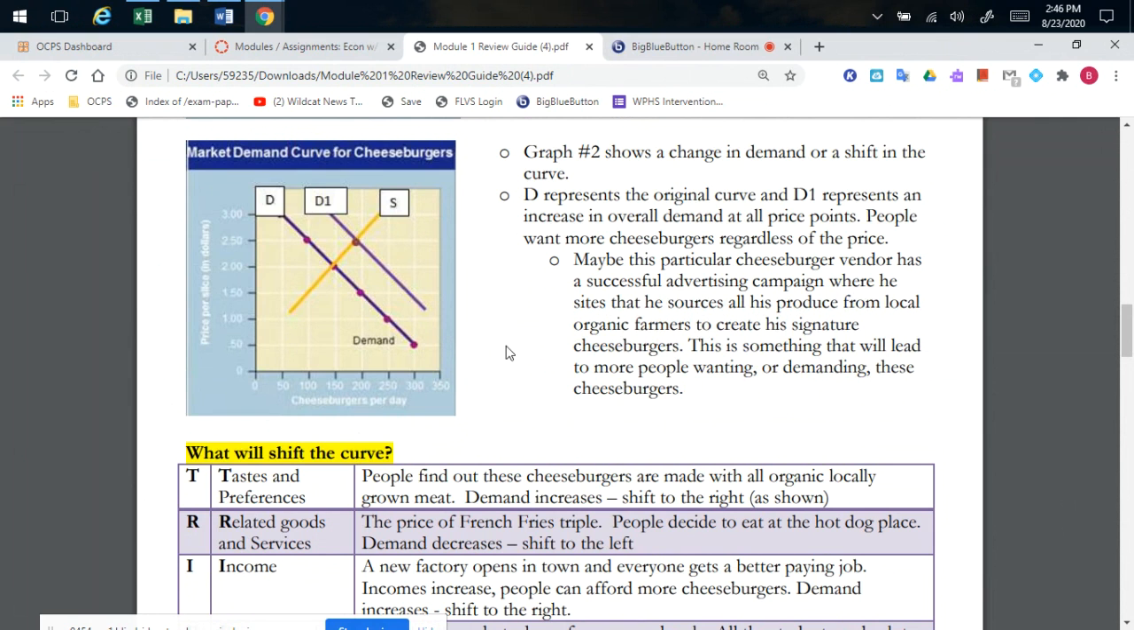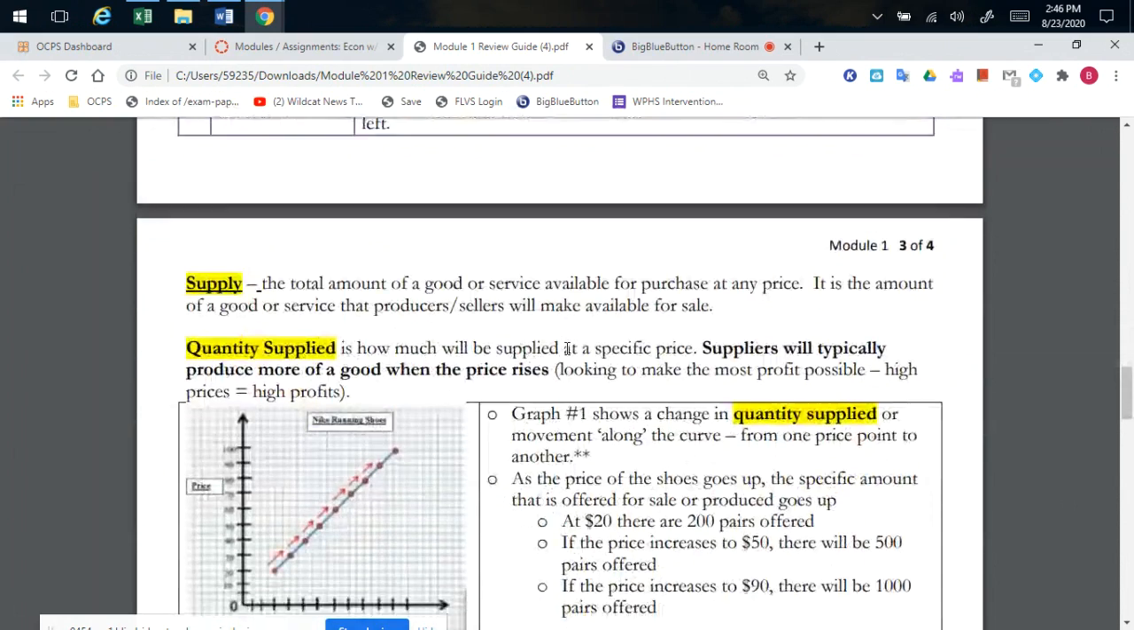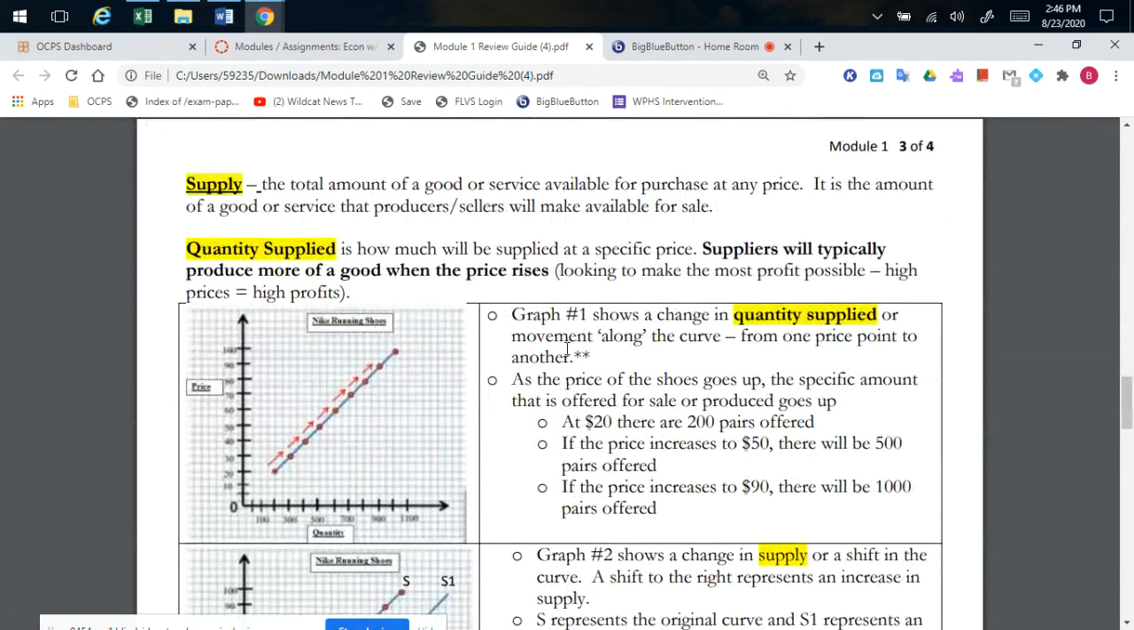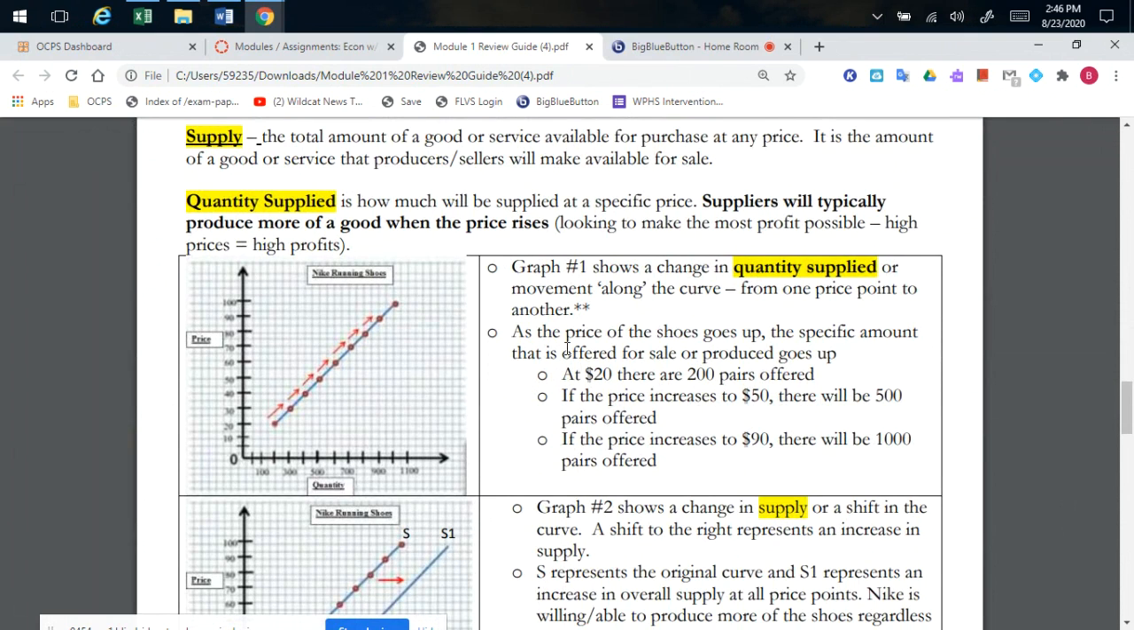The supply line is an upward sloping line here, and the supply line represents suppliers or producers. It is indicating how many resources a business is willing to allocate towards the production of an item at a specific price. If the business believes that they can make more and more money selling that same item, then they're willing to allocate more resources towards the production of that item.